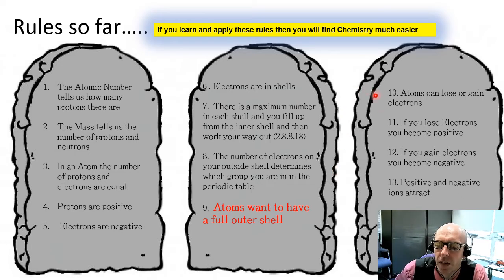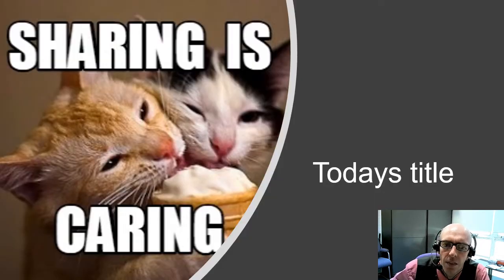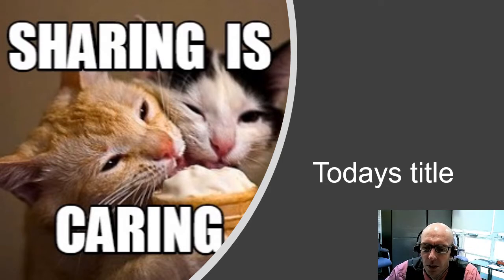Then we went on to the fact that how do atoms get those full shells? And what we've dealt with so far is they could lose or gain electrons. They then become positive or negative, and those positives and negatives attract. And then that leads to the one type of bonding we've done so far.